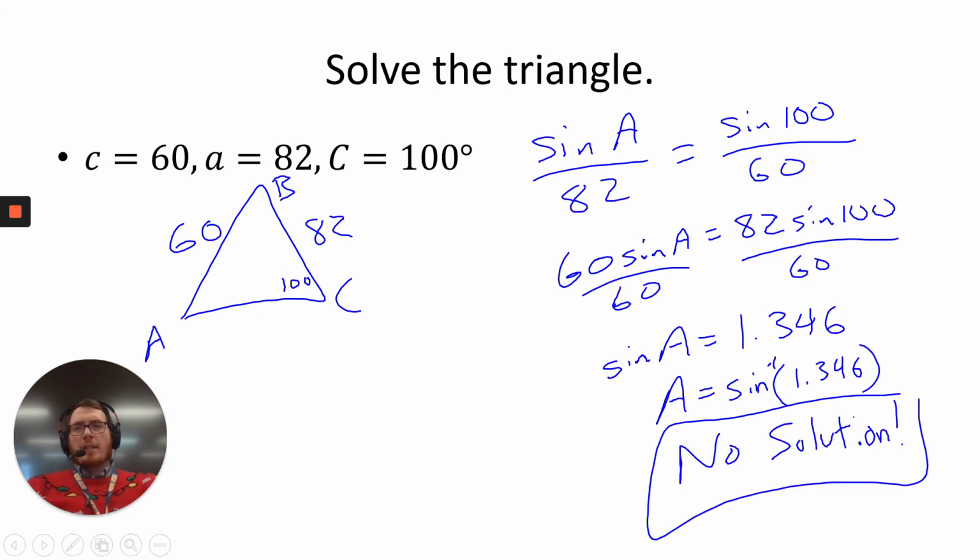The reason that this one doesn't work is because you're saying that this is 100 degrees and this is 60 across from it. If this is 82 for a side length, this angle has to be larger than angle C because this side length is larger than 60. But there's no way that you could get an angle larger than 100 and make a triangle because you'd already be over the 180 degrees.